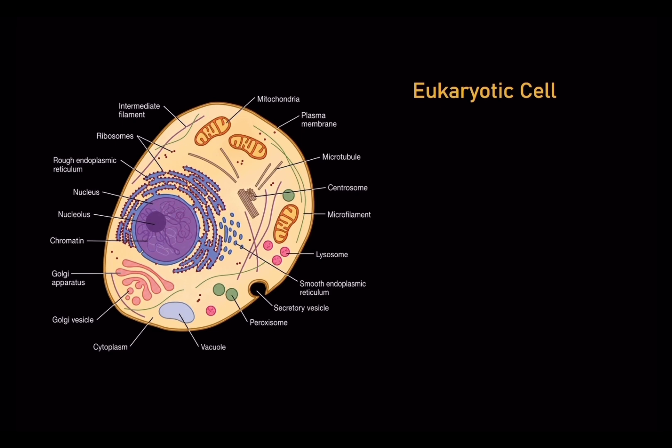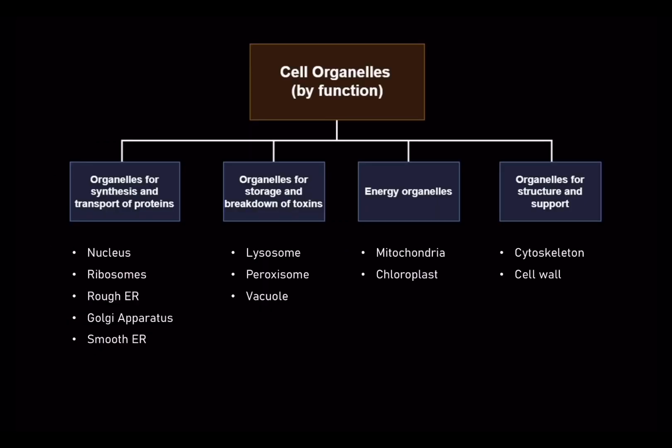But let's just look at this eukaryotic cell and the labels that it's got. It might seem like a nightmare while learning up all of these structures and their functions. So let's break this down as organelles by function. So I've tried to put this up as a flowchart where we see organelles grouped together for a particular function. So we have the first group where we have the nucleus, the ribosomes, the rough ER, Golgi apparatus, and the smooth ER. All of these related in the synthesis and transport of proteins.